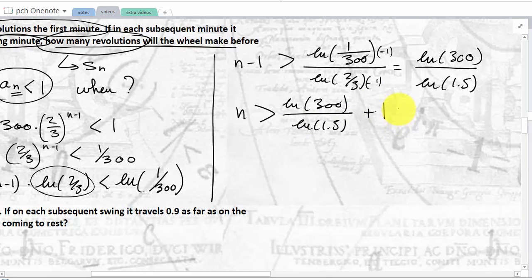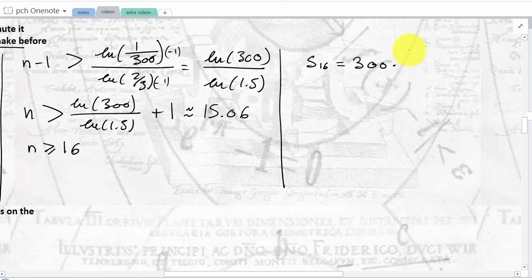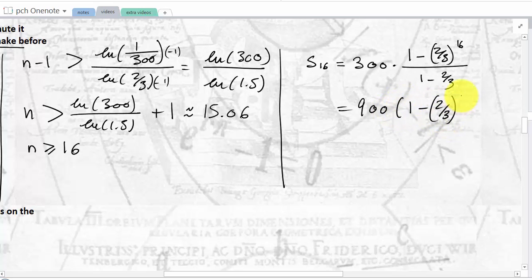So what is that with a calculator? It's about 15.06. So you want to be in the 16th minute before you make less than 1 revolution, okay? And so if you want to know the total number of revolutions, you just add S16. What is S of 16? So it is A1, so 300, times 1 minus R, so R is 2/3, to the 16, divided by 1 minus R, 1 minus 2/3. So 1 minus 2/3 is 1/3. 300 by 1/3 is 3 times 300. It's 900 times 1 minus 2/3 to the 16.